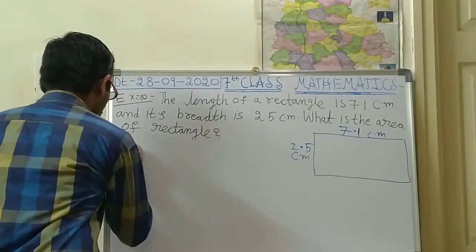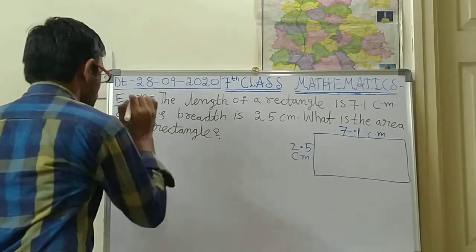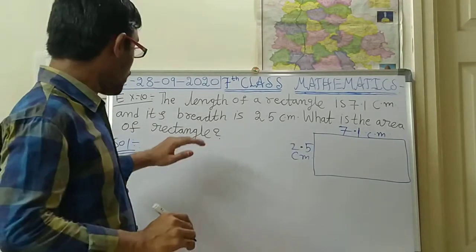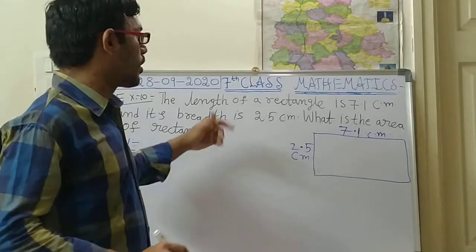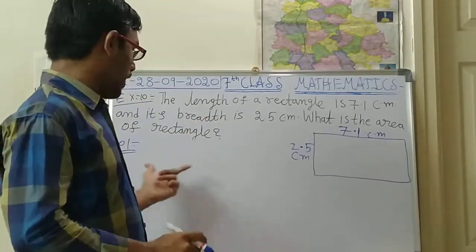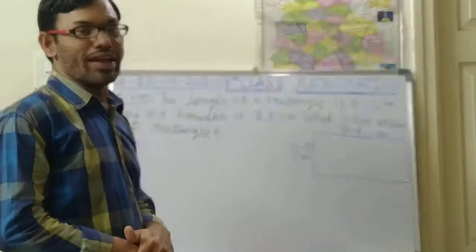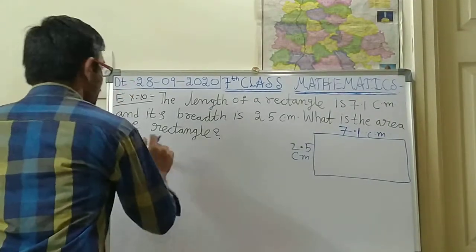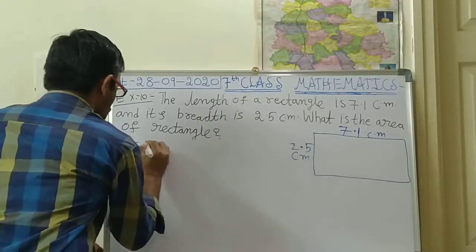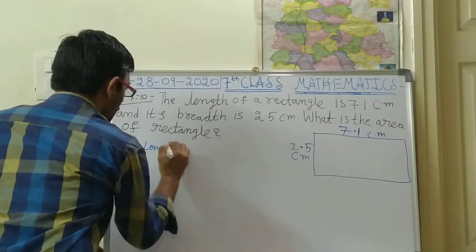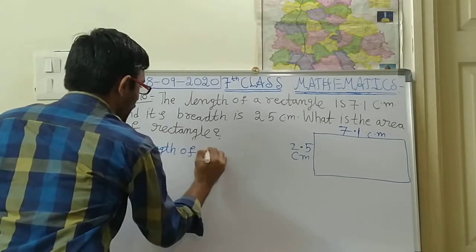To start the solution, first of all this is a word problem. For this word problem you are supposed to write the steps, and along with the steps you should draw the diagram. So what is the first step? What is the first given? Length of rectangle.